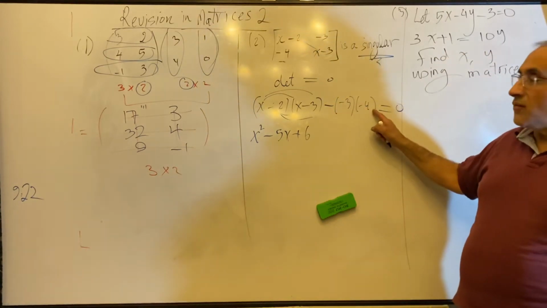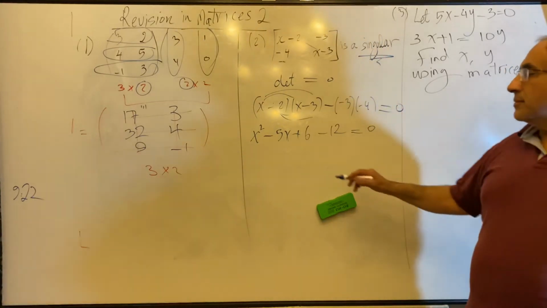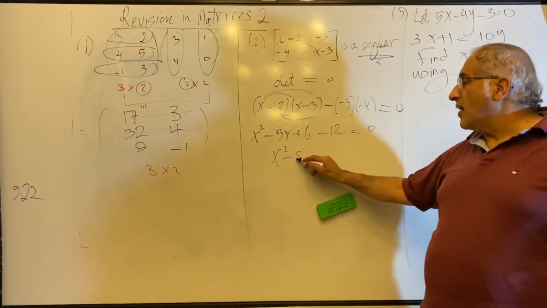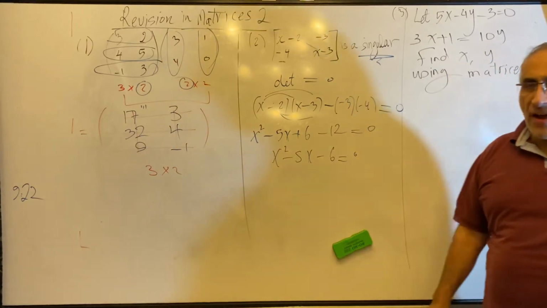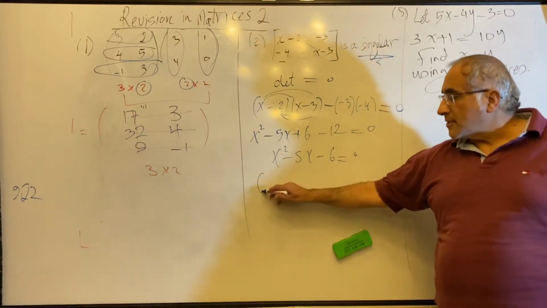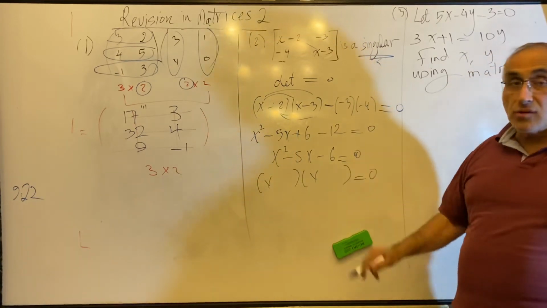Negative 3, negative 3, 12. 3 minus 12. Can I simplify further? Yes, why not? It's x squared minus 5x minus 6 equals 0. I can either use mode 3 or factorize. I can factorize because I like to factorize. You don't like? Use calculator.